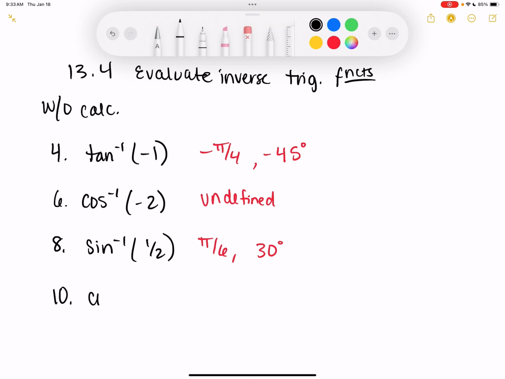Ten. Inverse cosine of -1/2. So where is cosine -1/2? Cosine occurs where? The top. So where on the top is cosine -1/2? 2 pi over 3 or 120 degrees.